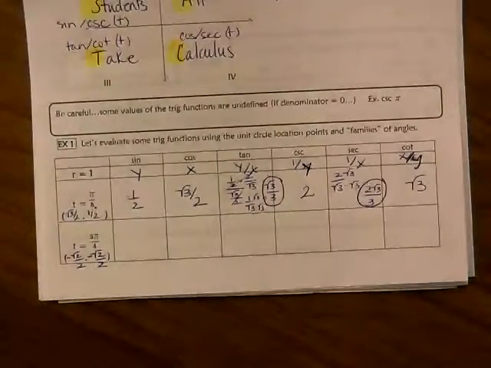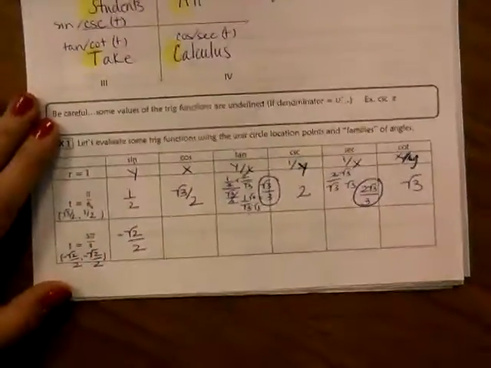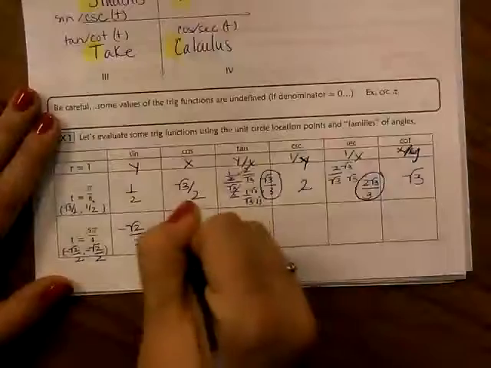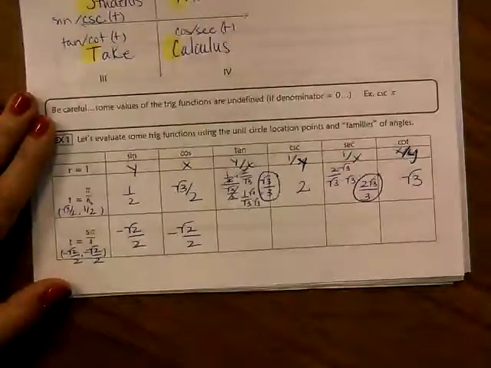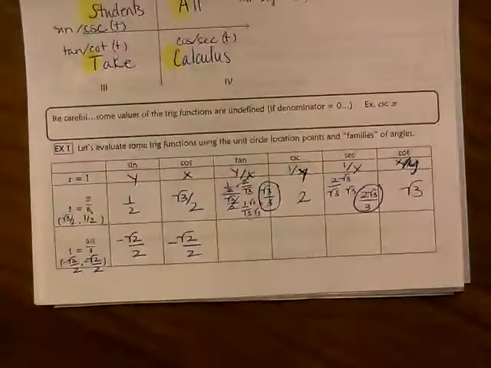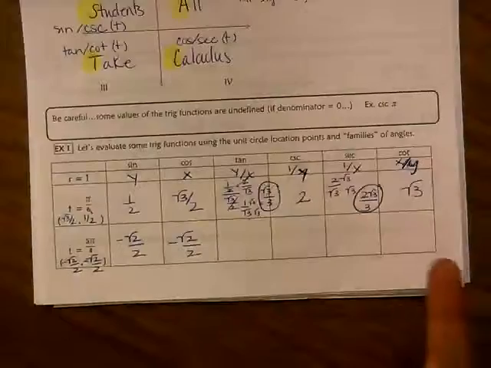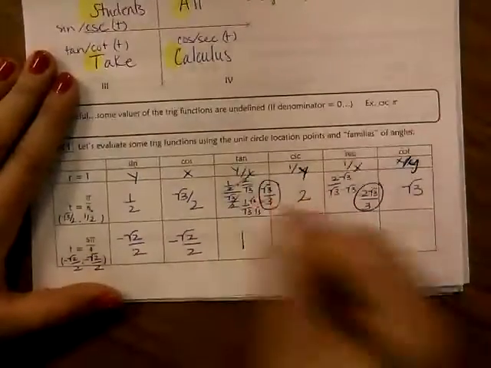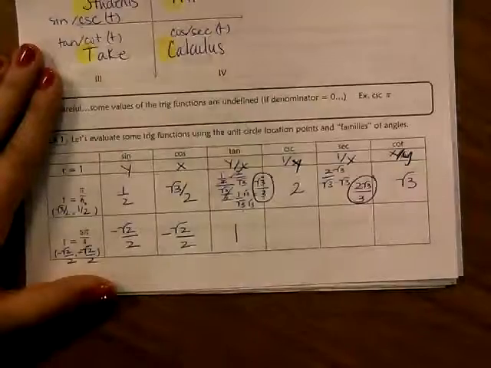Okay, well, what is sine? Negative root 2 over 2. Everybody agree with that? It's just the y coordinate. Cosine is the same because it's the x coordinate. Now tangent is going to put sine over cosine, but when I put something over itself, what am I going to get? 1. Okay.